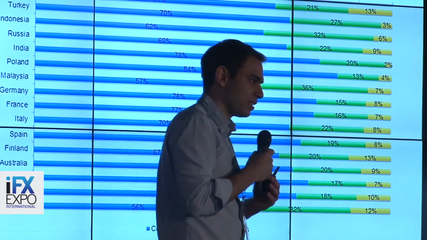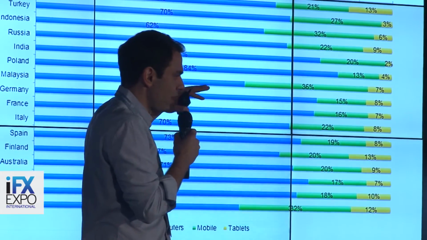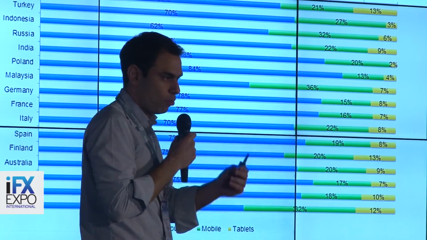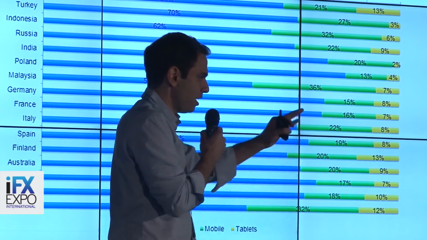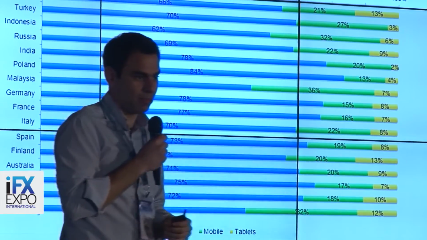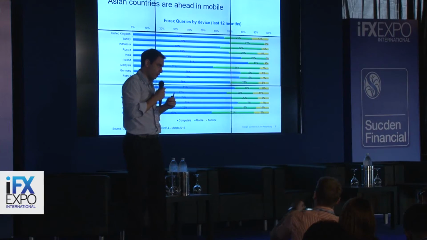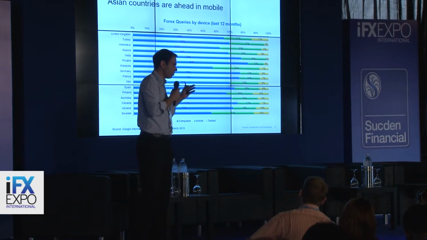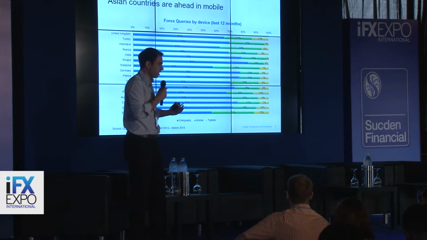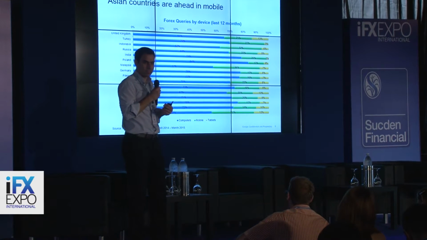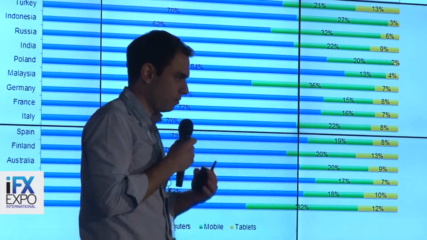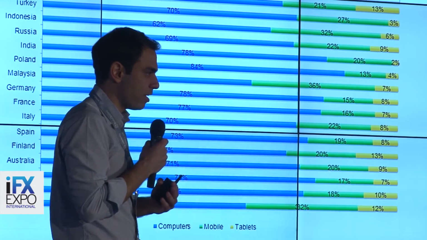Now, back to Forex. We see major countries and what people look for in these countries from desktop, mobile, and tablet. So each color represents a device. Blue is desktop, green is mobile, and yellow is tablet. And as you will see, especially Asian countries like Malaysia or Indonesia, we see a lot of searches coming from mobile, more than 30%. So Asian countries are leading the pack here, and we expect them to reach 50% within probably the next 8 months.